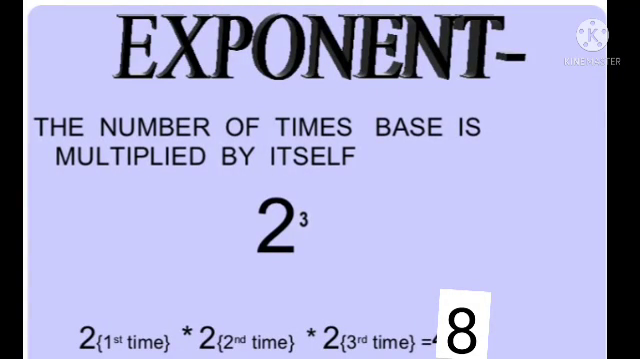Next one, exponent. The number of times base is multiplied by itself is the exponent. So 2 raised to the power 3. So 2 multiplied by 2 multiplied by 2 gives us 8.